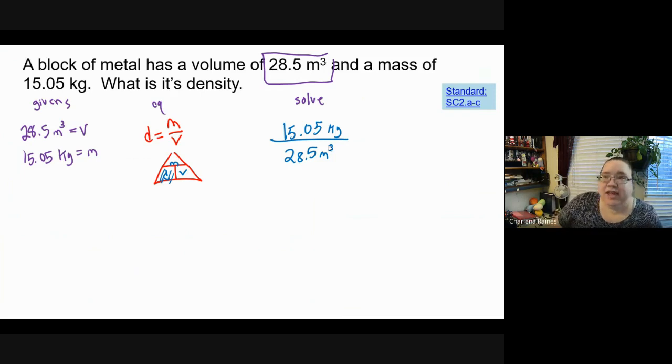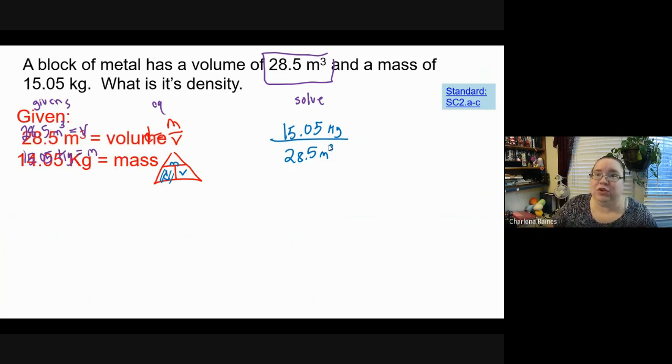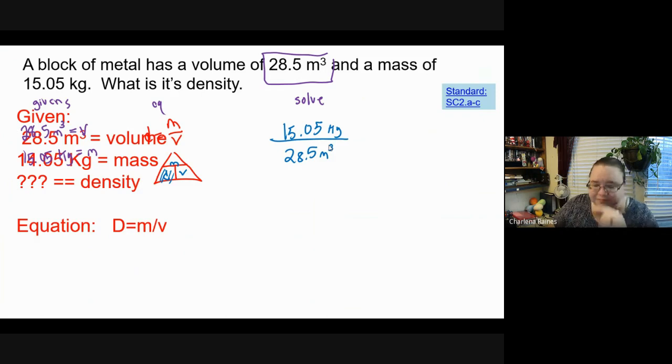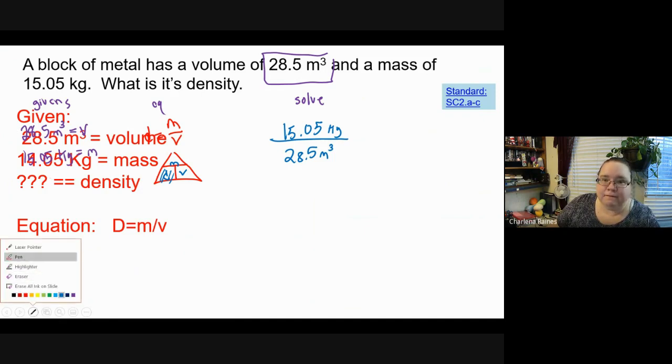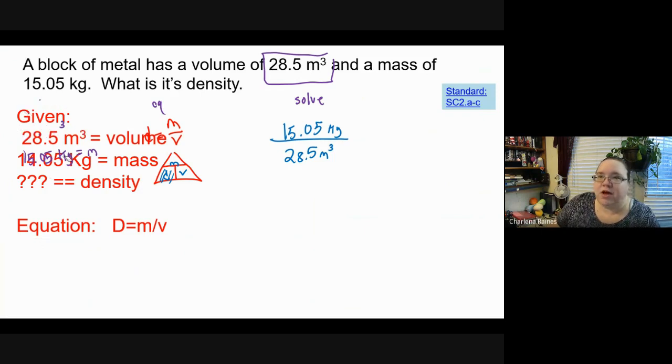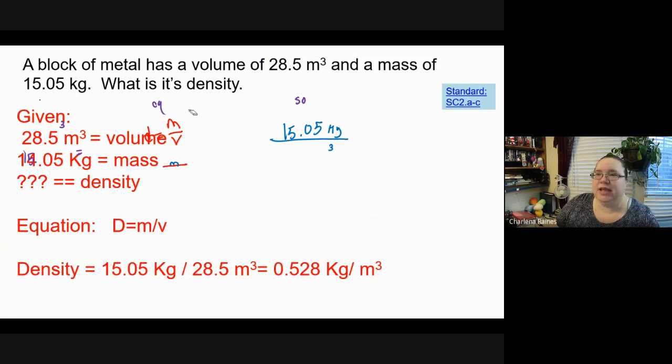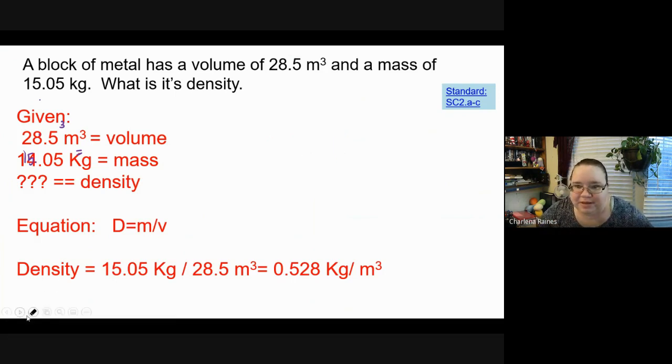So my units don't cancel. There's no way for them to cancel out. So we're going to end up with a fraction for a unit, which should make sense considering we are looking at density being the thing that we're trying to solve for. So I take my 15.05 and I divide it by my 28.5 and I get 0.528. The unit is kilograms per meter cubed.